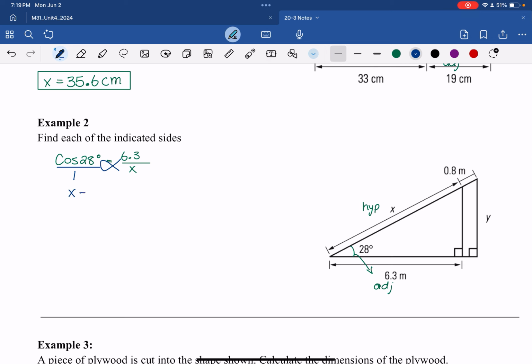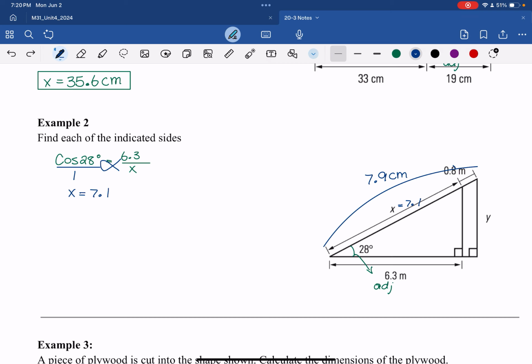So x equals 7.1. So I'm going to write that here. If I look, that means that this entire side length here is going to be 7.9 centimeters because I'm going to add on this 0.8.